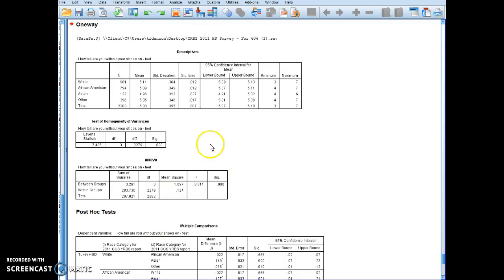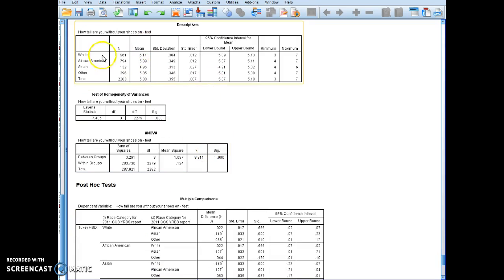When I run the data, this is what my output looks like. So the first table gives me the descriptives of the number of students who participated in terms of their race, their mean, standard deviation, standard error, confidence intervals. And this table gives me the Levene's test to show whether or not equal variances were assumed.